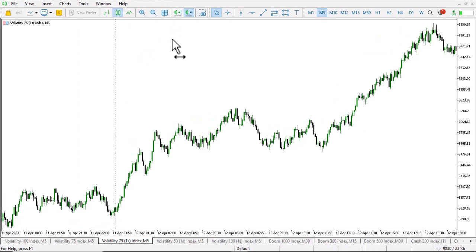So guys, the trick here is to understand and to wait for a clear setup. When I say clear setup, I mean a clear break of structure and a clear retest of an order block. That's the strategy. Simple as that. So let's wait here. Number one, we have a break of structure at this particular point. We want to follow price from the beginning until we get an entry.